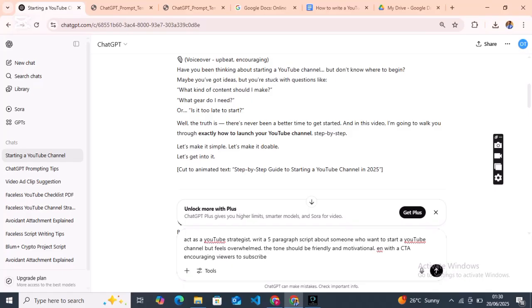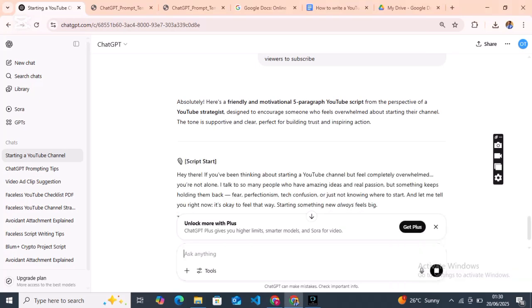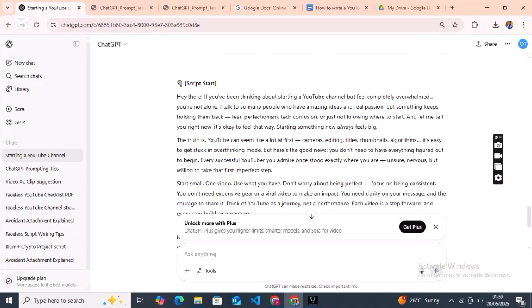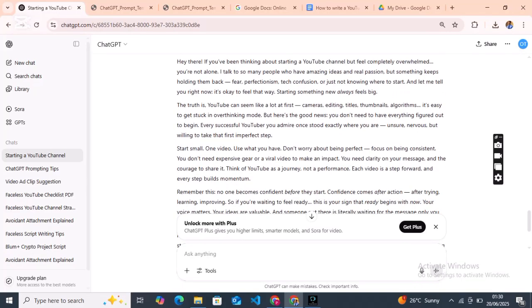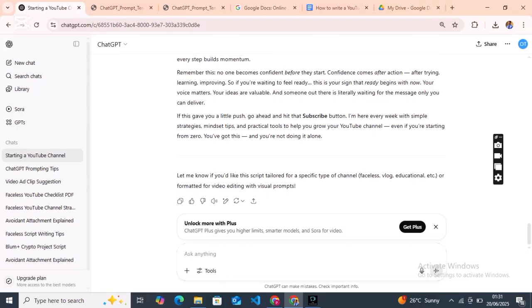Now let's look at what it will bring to us. When you look at this response, taking your time to read, you will discover that it is more in-depth than the first one. Looking at the intro, looking at each paragraph, you see that the output is better than the first generic one it gave to us. So you must understand that prompting in asking ChatGPT to write your script is very important. How you prompt it is very important.